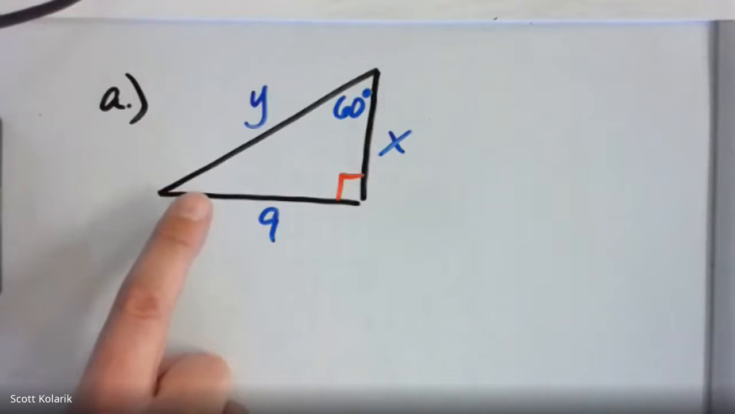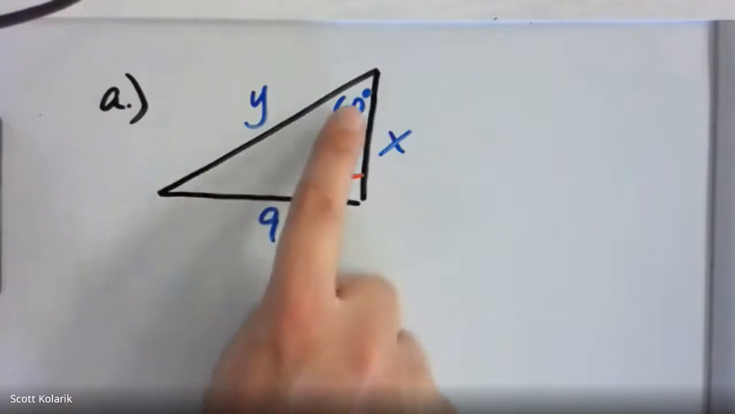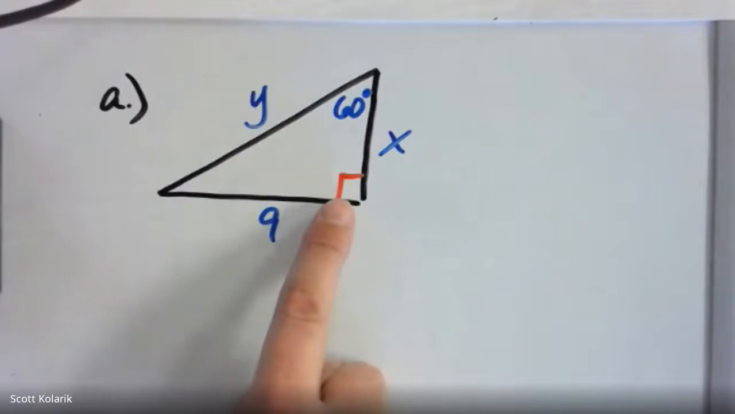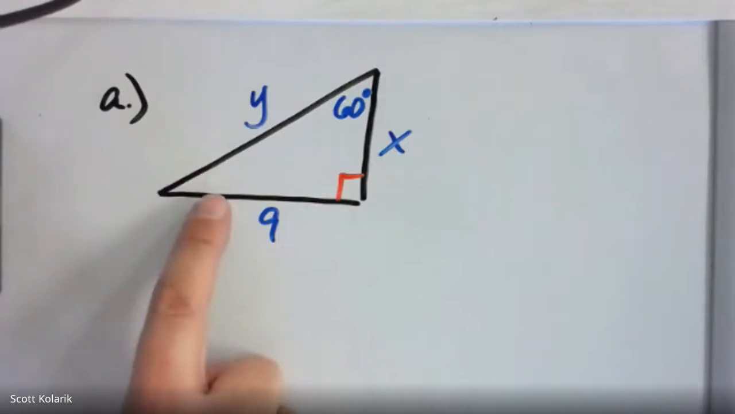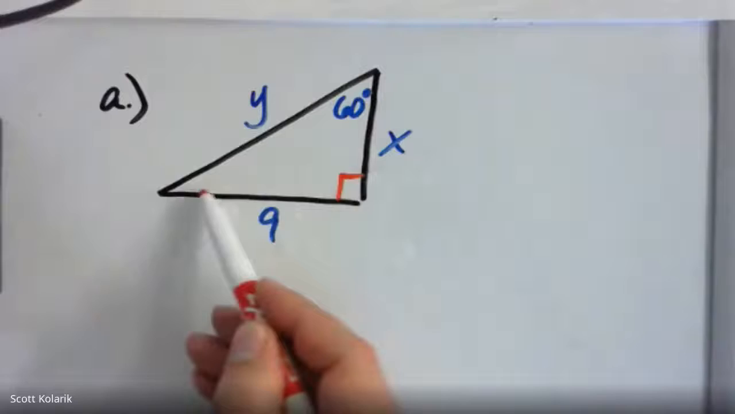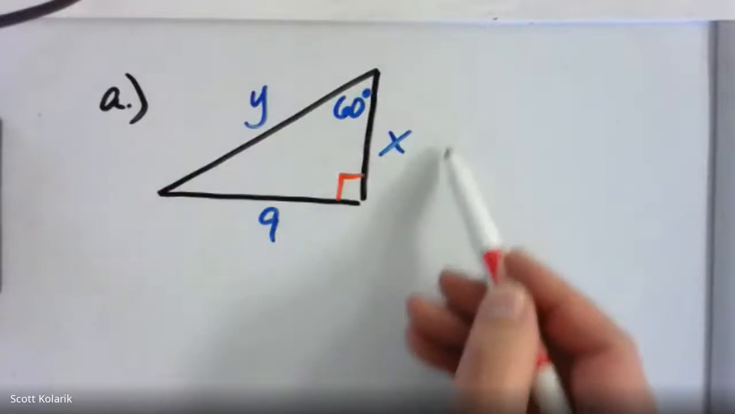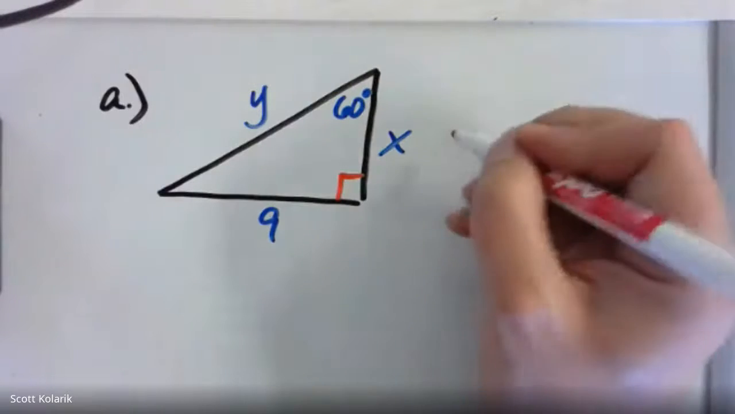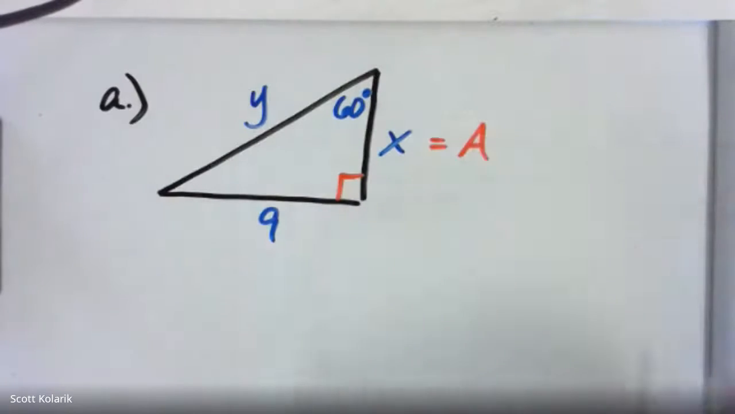So this guy has to be 30 degrees. Why? Because 60 plus 90 would give me 150. There'd be 30 degrees left over for this corner because it's a triangle. Okay, so that's 30 degrees. Meaning that the side opposite that 30 degrees, the smallest of the 3 angles, must be the smallest of the 3 sides, and we're going to designate that A.